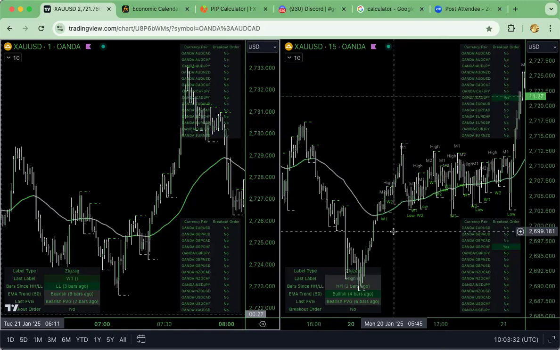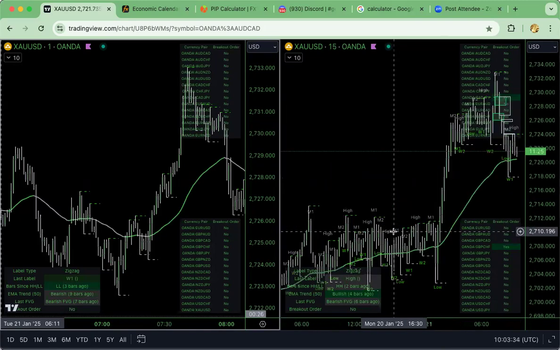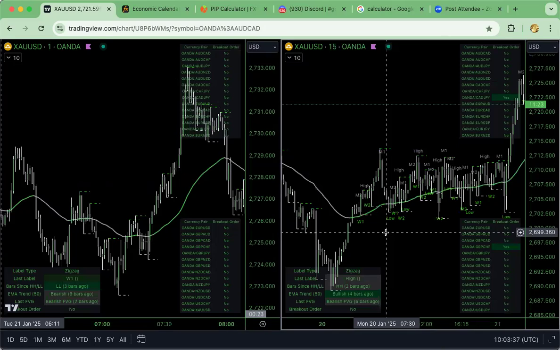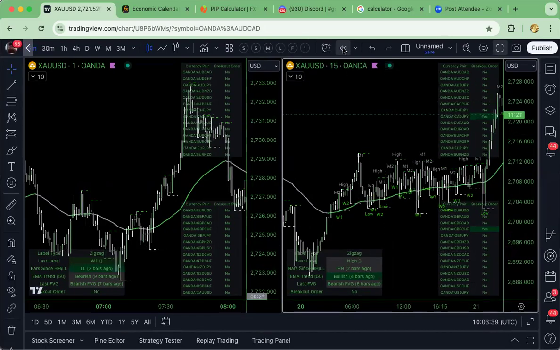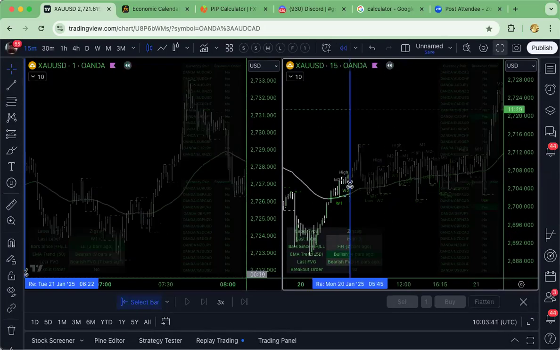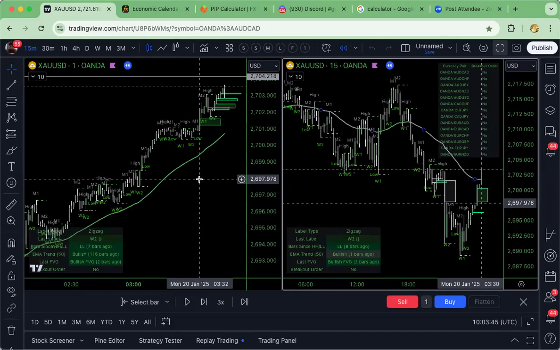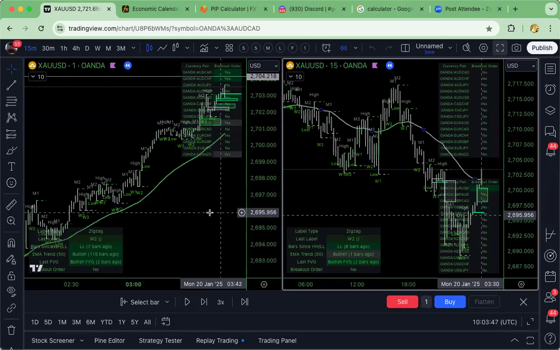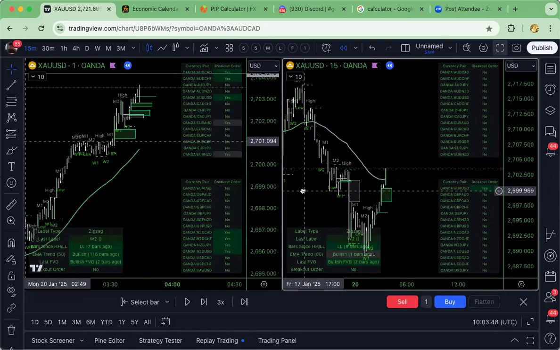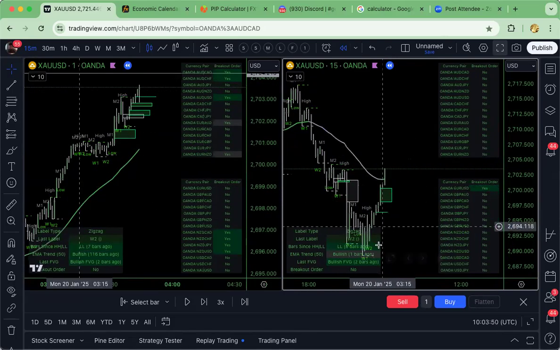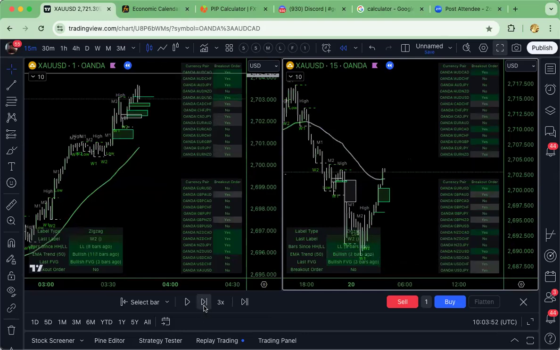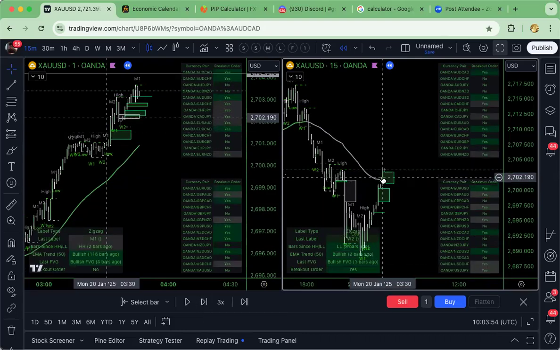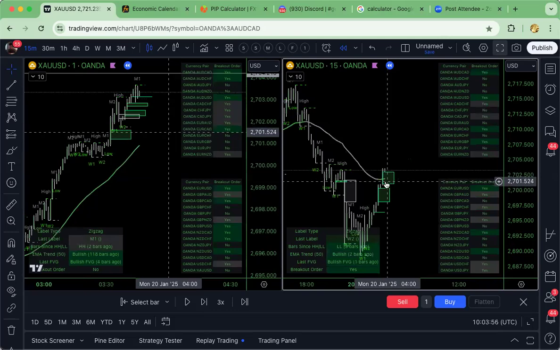Let's see here. Boom. So let's go to replay mode. The only thing you're going to have with this replay mode is a lot of yes and no's here. So boom, there you go. So we had a breakout candle here. We had a breakout candle here. This would have been a yes right here.